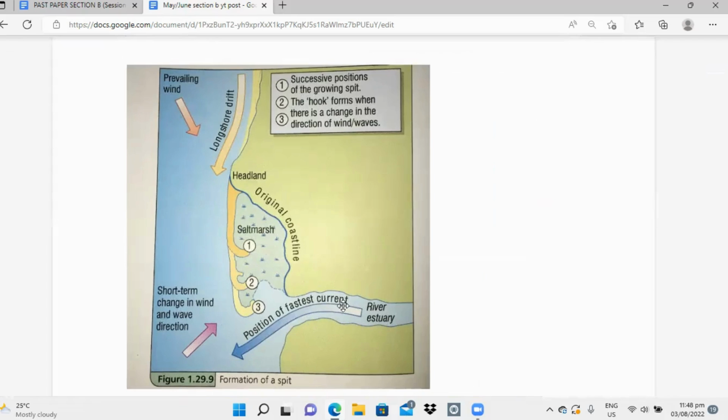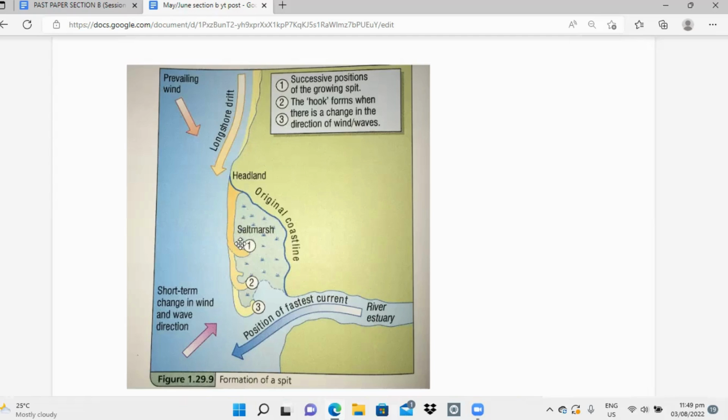Now, the river estuary comes in the formation of something called a salt marsh. So for a salt marsh to occur, it needs to have the spit, the coastline, and a river estuary. A river estuary is also the point where a river meets the sea. So a salt marsh is basically a protected area. It's a coastal grassland area, and that is usually regularly flooded by sea water.